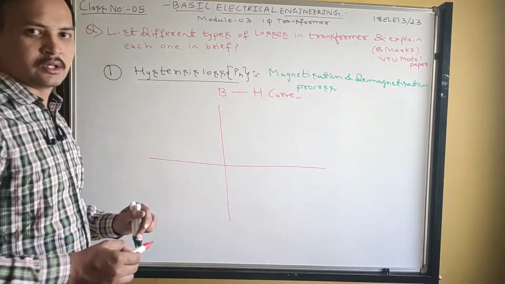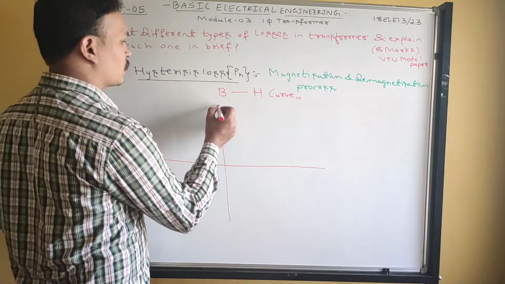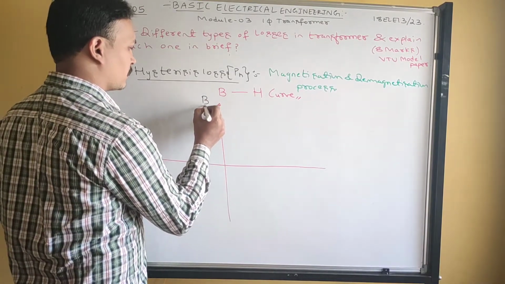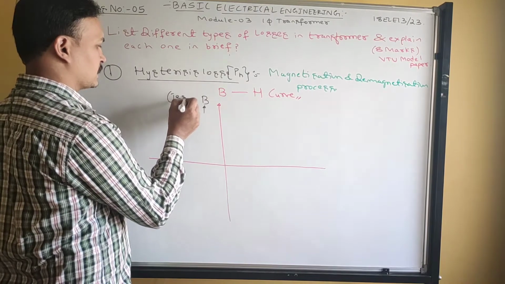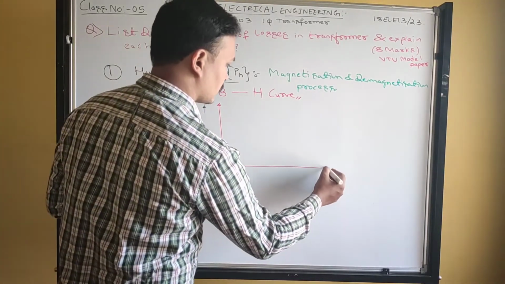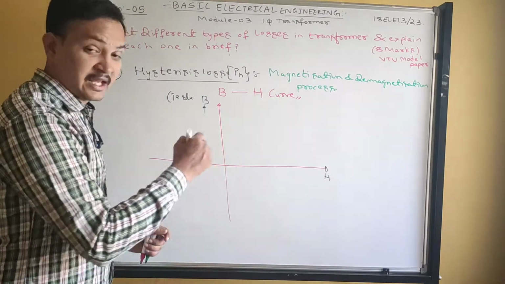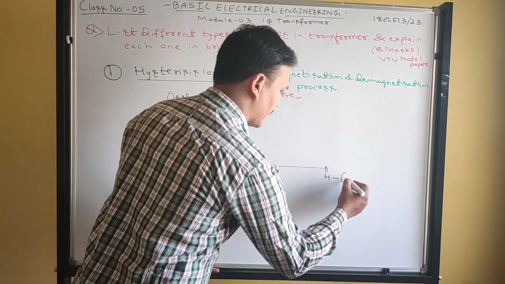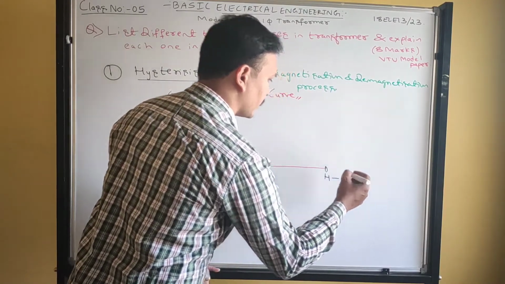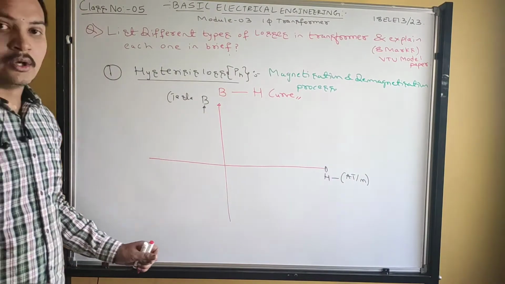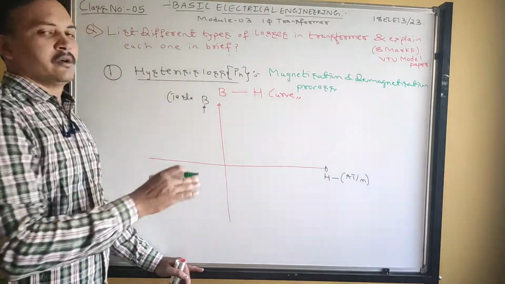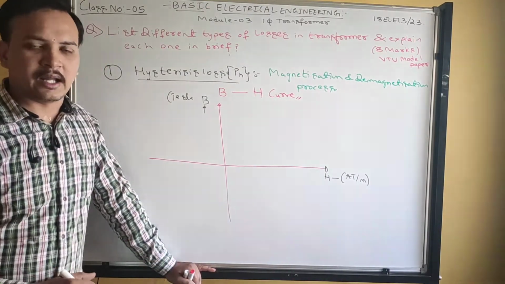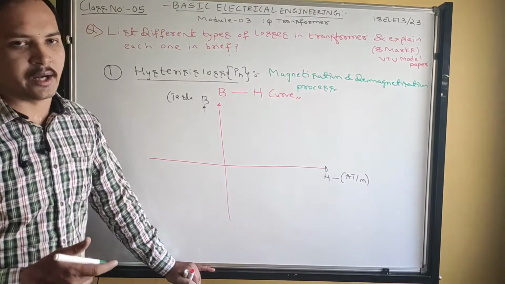Since you are first year students, don't go much in detail. So this is flux density B, and the unit of flux density is Tesla, and this is magnetizing field strength. H is nothing but magnetizing field strength, and the unit of magnetizing field strength is ampere turns per meter. Guys, during the positive half cycle, because when I give AC supply to the winding, it will have a positive half cycle and a negative half cycle. So during the positive cycle, what happens?